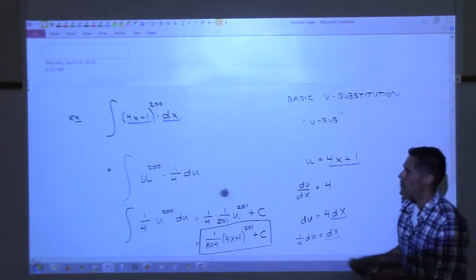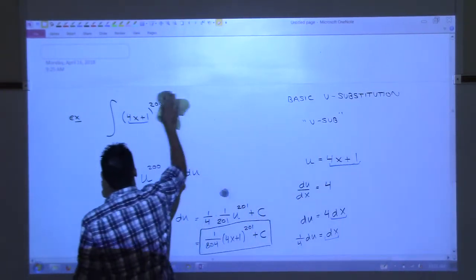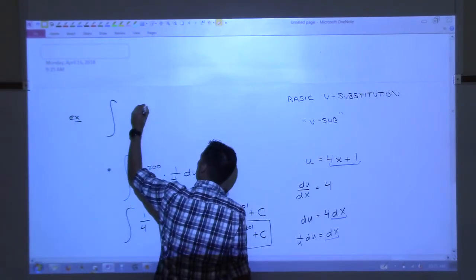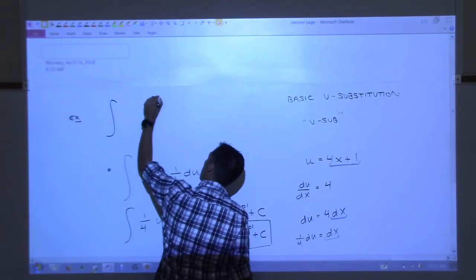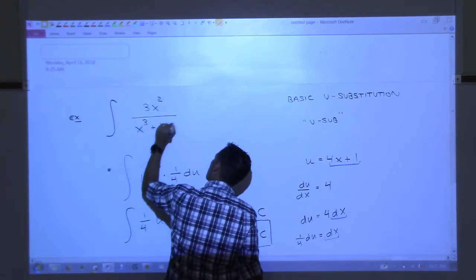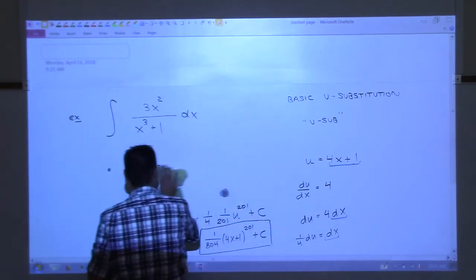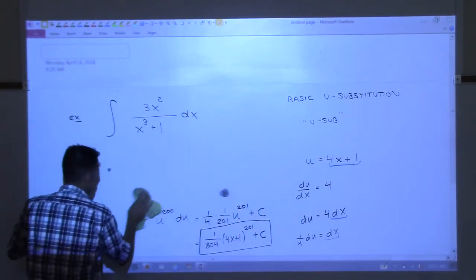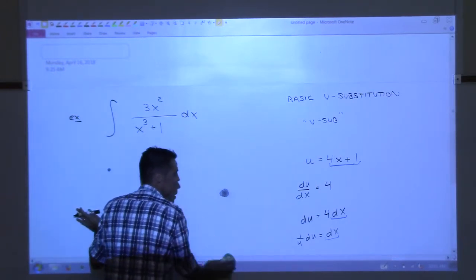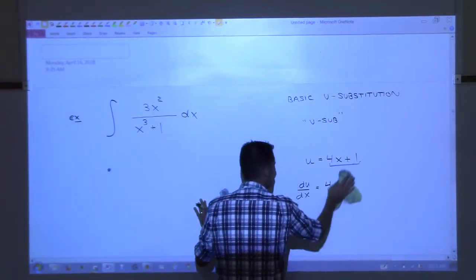We need to do another one. I'll make this one a little easier to see. All right. So I'm trying to find the indefinite integral here. What is the antiderivative of that function?